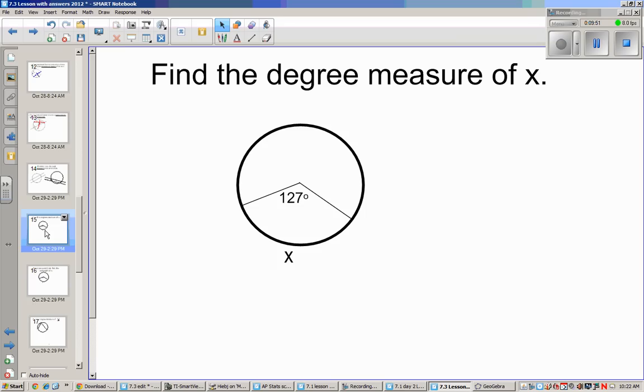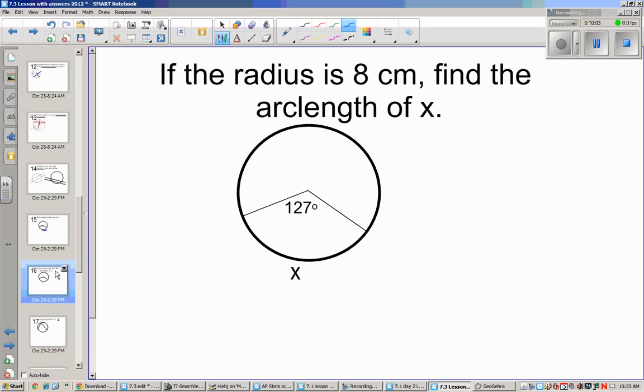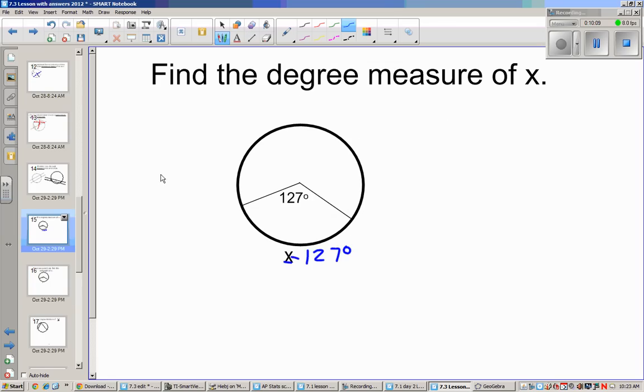All right, so this one's pretty short. This goes back to that property. The measure of the central angle is the same as the measure of the arc, so x equals 127 degrees. That one's pretty short. The next one says if the radius is 8, find the arc length of x. So remember, when this one says find the measure, that's different than finding the arc length.